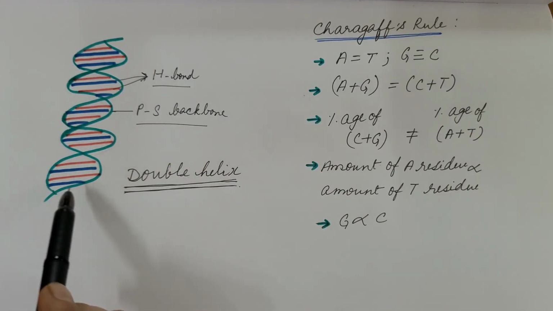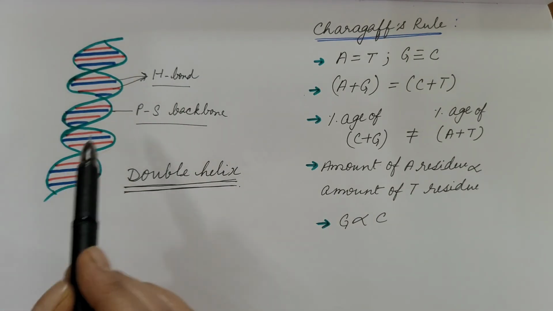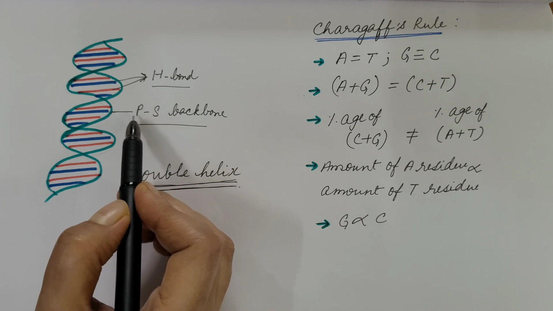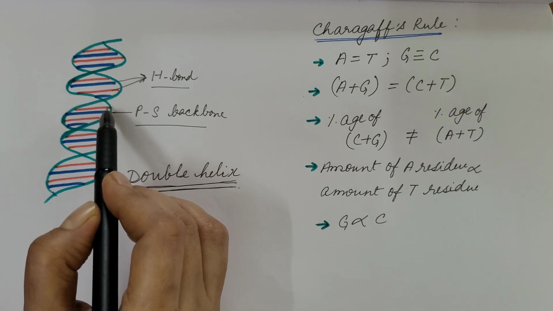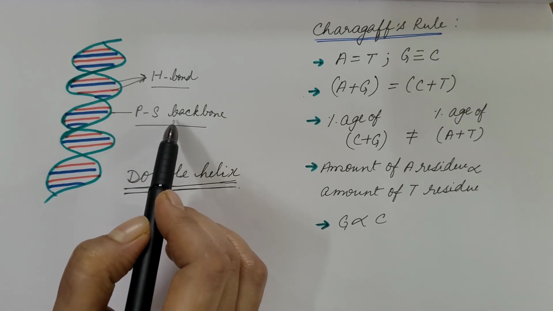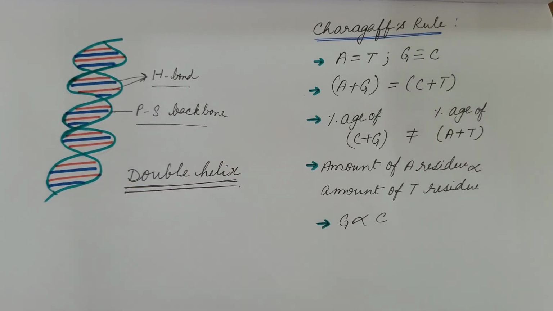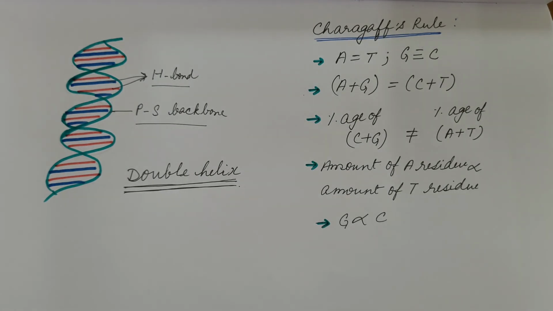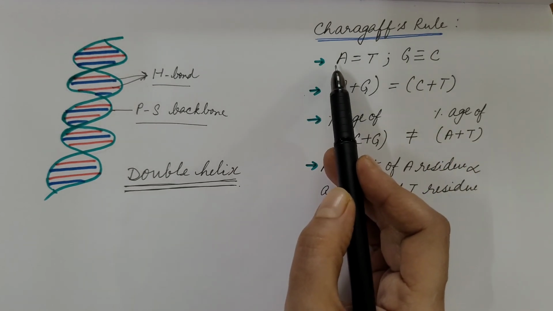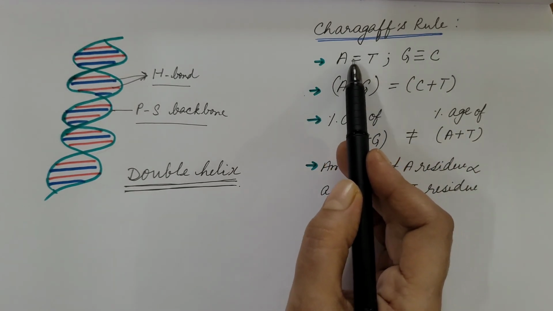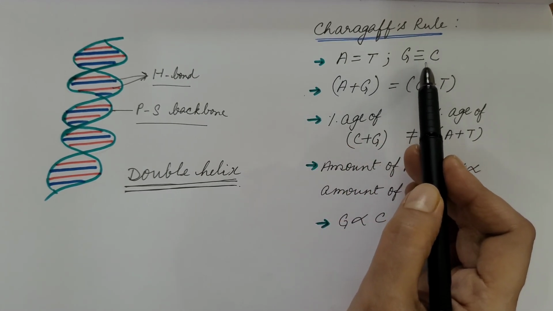This is the three-dimensional structure of the DNA, which is a double helix, where these two strands coil around each other. The ones with green color are the phosphate sugar backbone, and the red and blue colors are the hydrogen bonding. But the pairing between the nitrogenous bases is not random. There is a certain rule known as Chargaff's rule. According to this, adenine always pairs with thymine and it involves a double bond. Guanine always pairs with cytosine and it involves a triple bond.